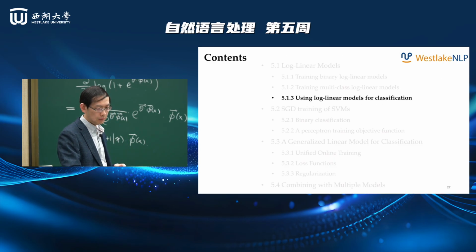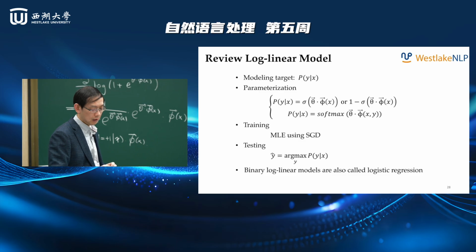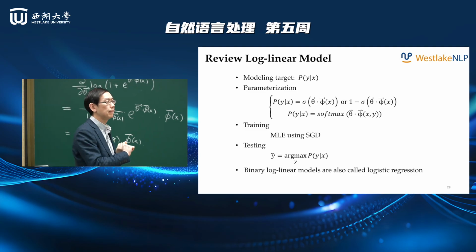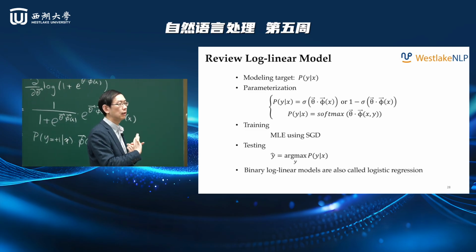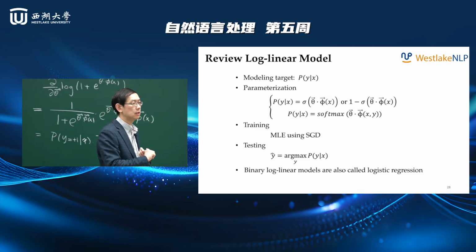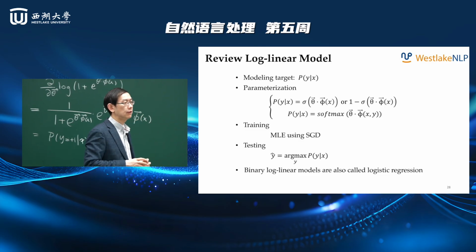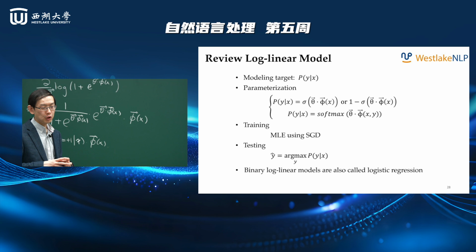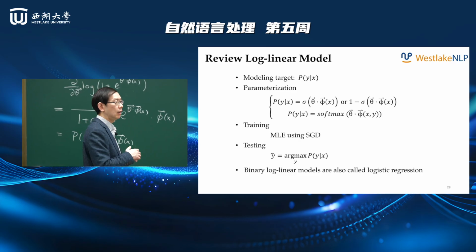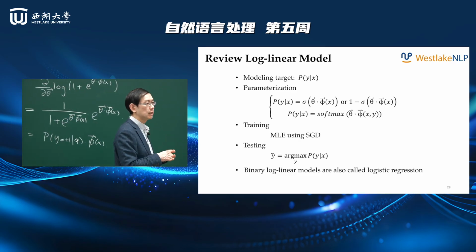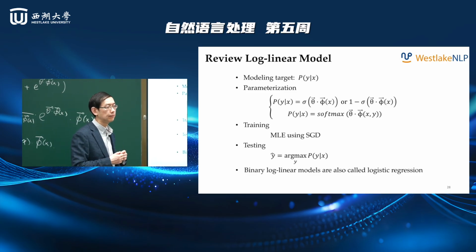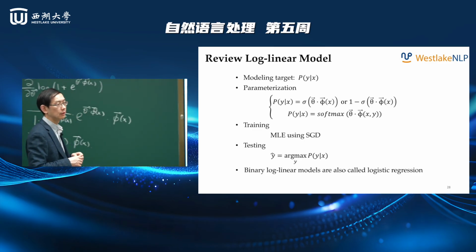Okay, let me make a summary. The log linear models, all right, the modeling target is the probability of the class label given the input text. The parameterization is sigmoid or softmax over theta dot phi. The training is maximum likelihood estimation. And the training process is defined by using SGD or mini batch SGD over the training objective. Okay?